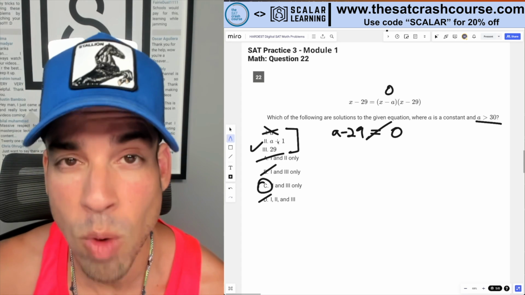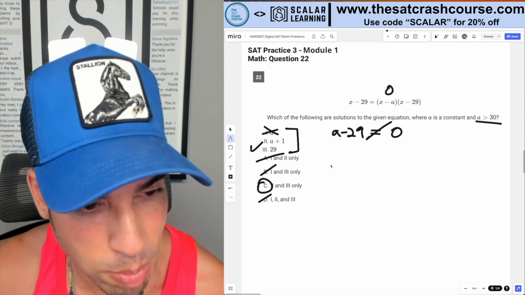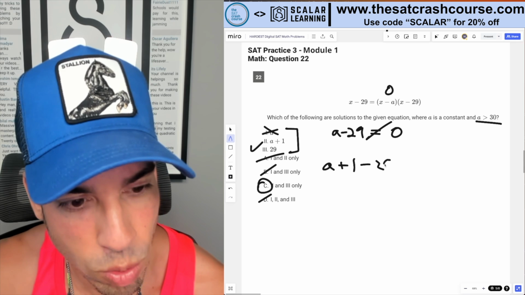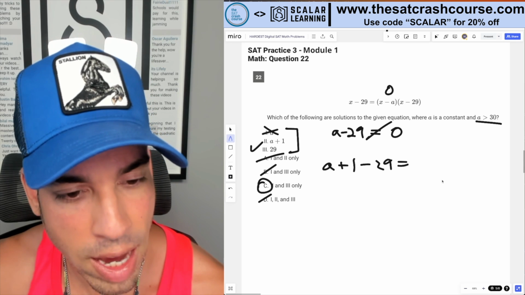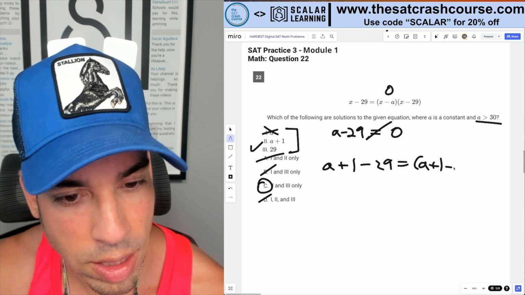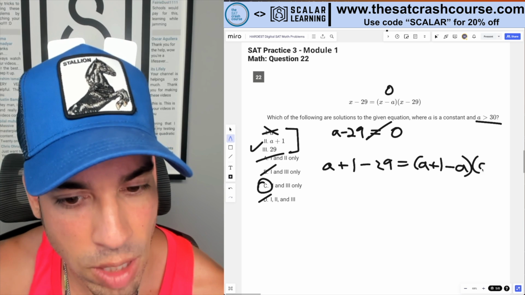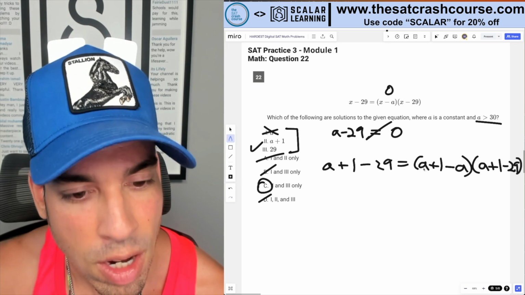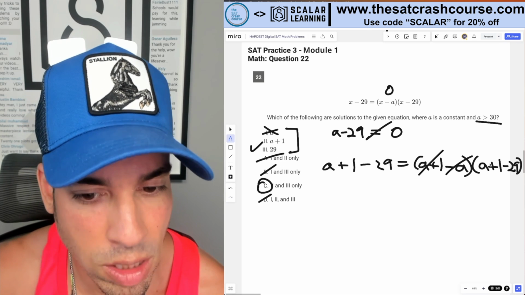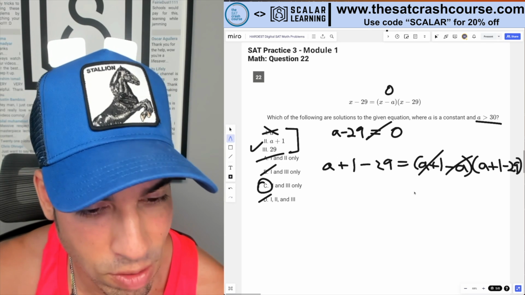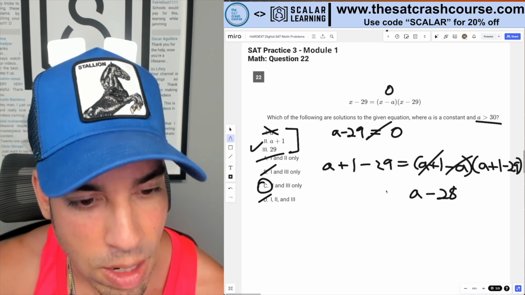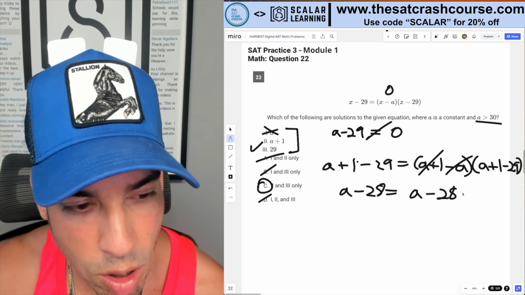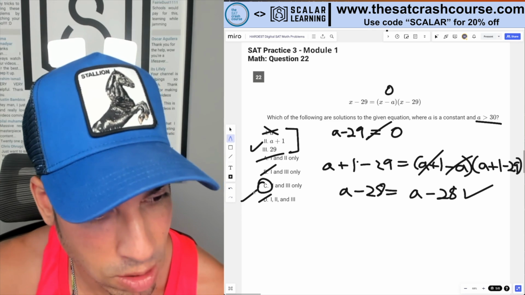But now I'm just going to show you why 2 is correct. So a plus 1. Let's plug it in for x, and I'll just show you what it looks like. I'm going to replace that with a plus 1 minus 29 equals a plus 1 minus a times a plus 1 minus 29. What you see happening here is the a and the negative a cancel out. Then I have 1 times a plus 1 minus 29, which gives me a minus 28. On the left-hand side, 1 minus 29 is negative 28 as well. These two are the same. That works. C is confirmed.